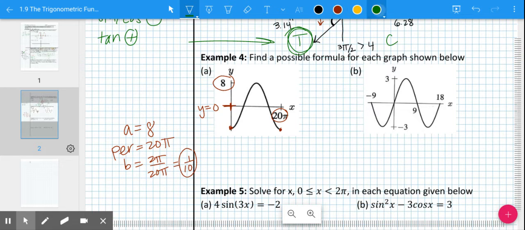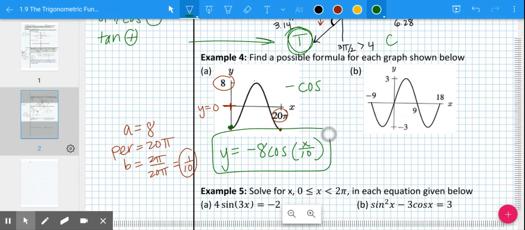And then the last thing you want to do is identify what type of graph this is. It looks to me like a negative cosine graph in that it's starting at the bottom, going up to the top and back down to the bottom. So we're going to write this as negative 8 times cosine of 1/10 x, or x over 10. Again, I'll save part B for you guys to do, and we'll do one more problem together.